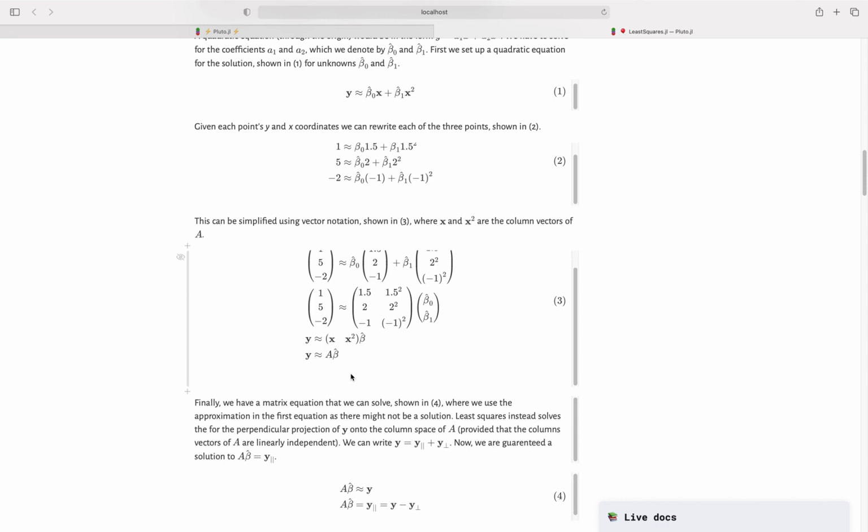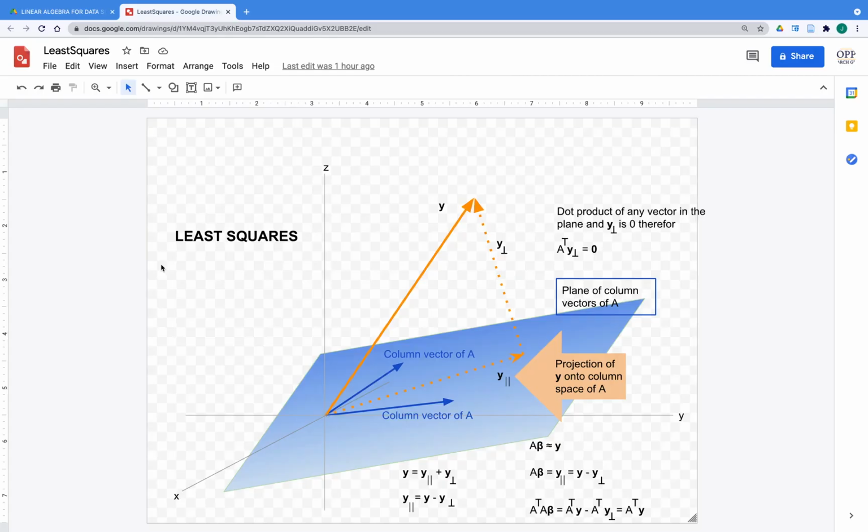And now I just want to show you the schematic of what is going on here. So here we are in just a Google drawing. It's just a schematic of what's going on, so it's not the actual vectors in our problem. What we can see is 3-space. We have our x coming out towards us, our y coordinate, and our z going up. And we're representing the schematic idea of these two column vectors of A.